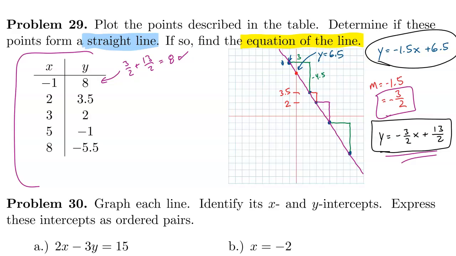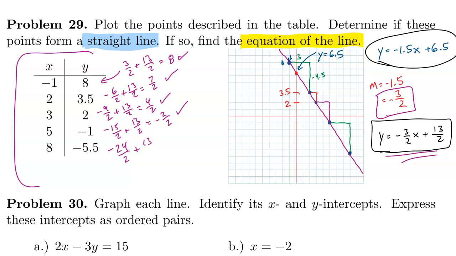If I plug in +2, I get -6/2 plus 13/2, which equals 7/2, which is 3.5. Plugging in 3, I get -9/2 plus 13/2, which equals 4/2, which equals 2. Plugging in 5, I get -15/2 plus 13/2, which is -2/2, or -1. And finally 8 gives me -24/2 plus 13/2, which equals -11/2, or -5.5.